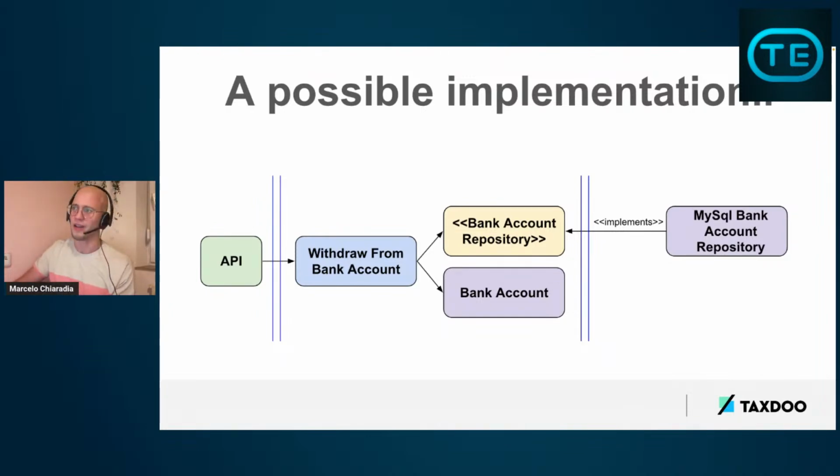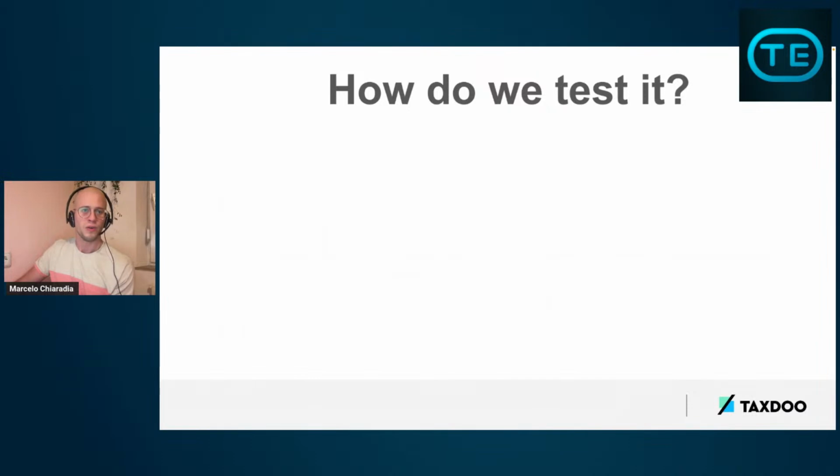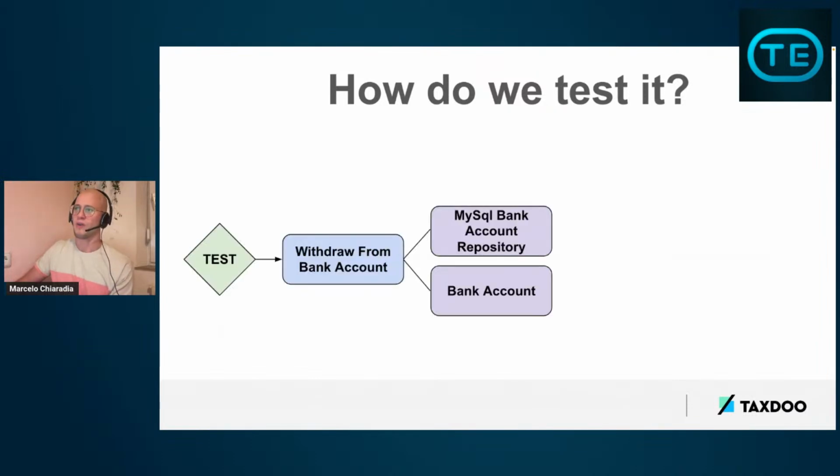So how do we test this? Given that we have this design, how do we test it? We are going to treat our whole use case as a behavioral unit, and we're going to try to test everything through the public interface.